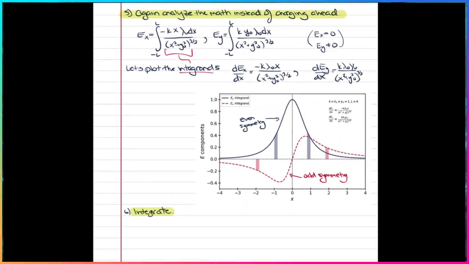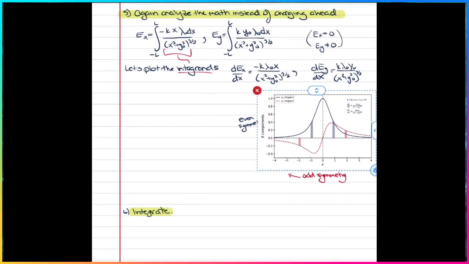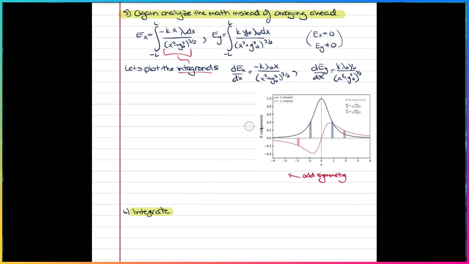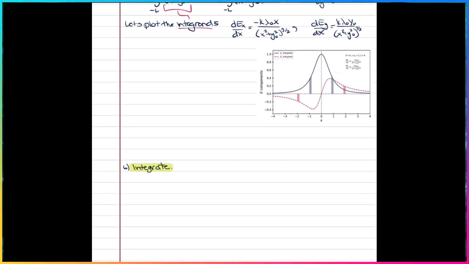Sorry, I'm going to make this smaller again. So in this case, arguing by the even and odd symmetry, we do expect E sub x, which is the integral of negative k lambda naught x over (x squared plus y naught squared) to the 3/2 dx from negative L to L, to be 0.